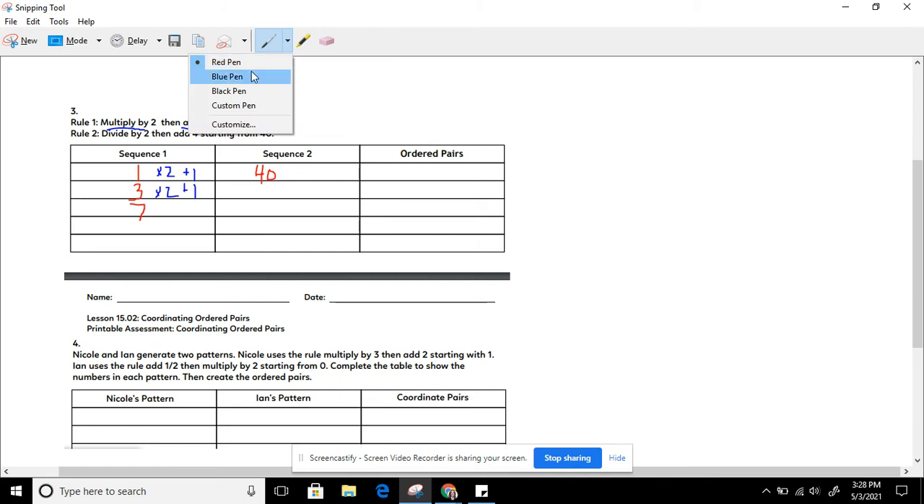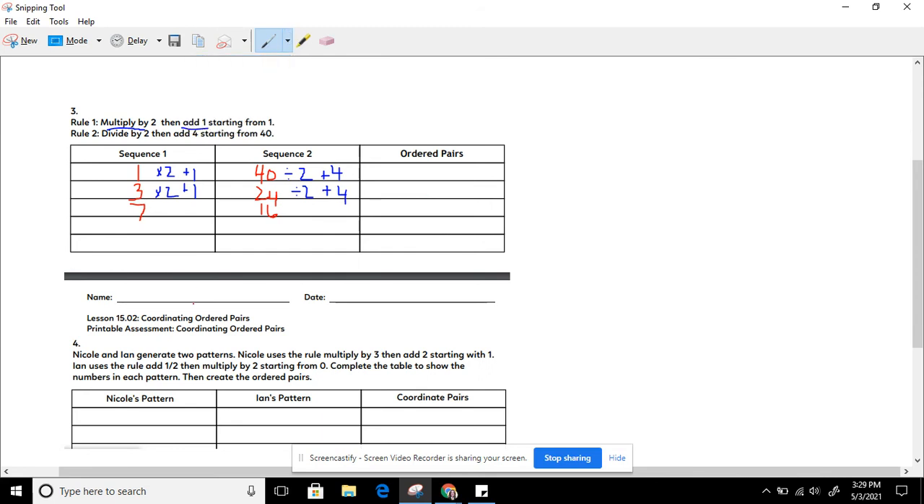And then let's look at the rule. The rule is to divide by 2 and then add 4. Okay, well, 40 divided by 2 is 20, plus the 4 is 24. And then you'll follow the same rule. And again, this is a 2-step rule, so it might be helpful to write it out like I am here. So then 24 divided by 2 is 12. And then you're doing 12 plus 4 gives you 16. And then you'll continue on. You'll write your ordered pairs.